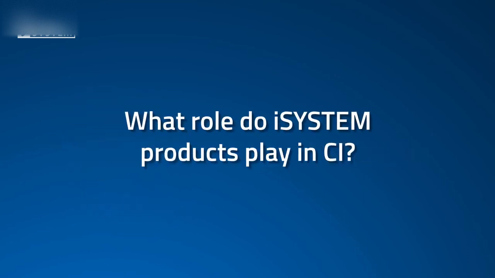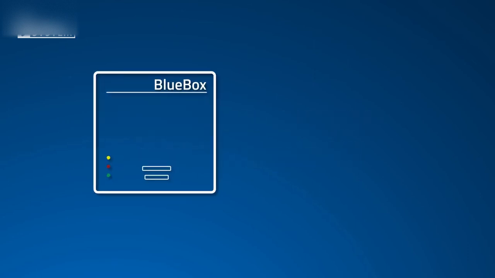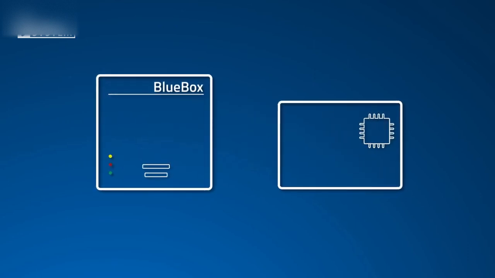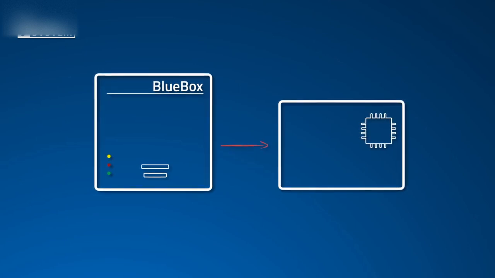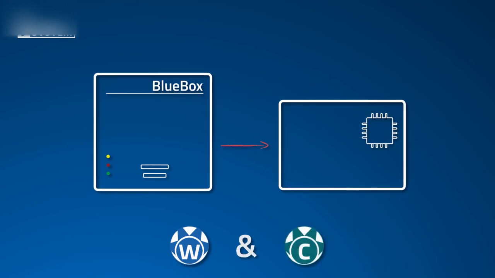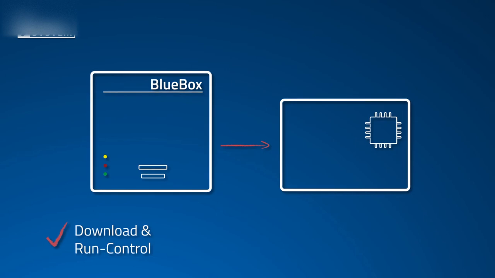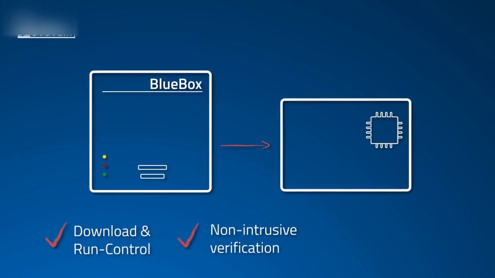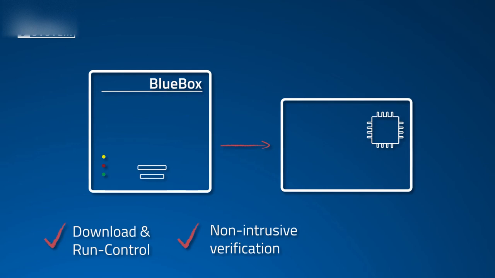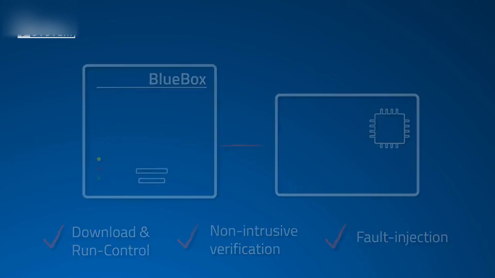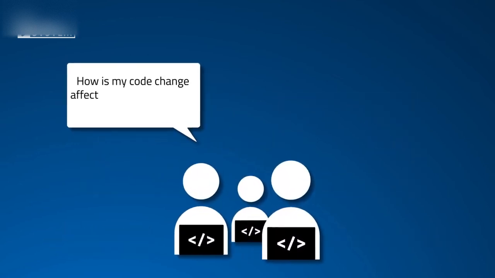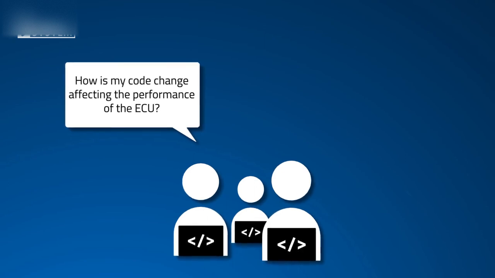What role do iSystem products play in CI? Having full control over the target hardware, BlueBoxes are a powerful tool for on-target testing. Integrate winIDEA in combination with the iSystem.Connect SDK in your CI pipeline. It provides you with download and run control, also in conjunction with third-party testing tools, complex, non-intrusive testing and verification, and fault injection.